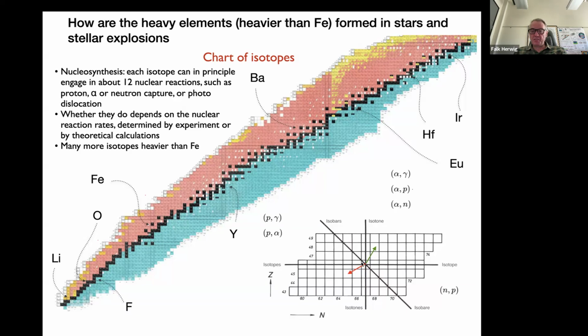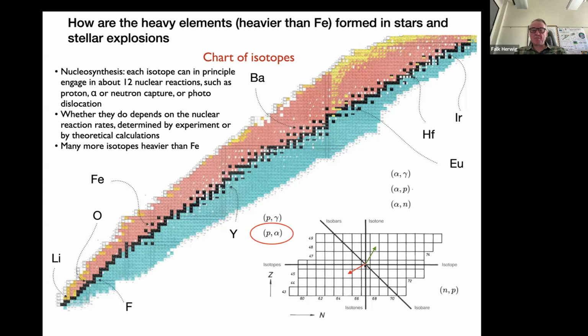For example, if this was, let's say, carbon-12, it could capture a proton and then release a gamma, or it could capture a proton and release an alpha: alpha gamma, alpha p, alpha n. These are all reactions, and here are 2 examples shown. You can think about what the red arrow would represent. I'll give you the answer right away. It is a p alpha.